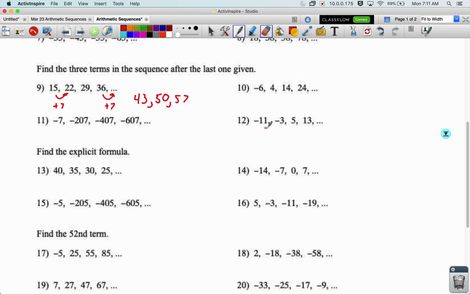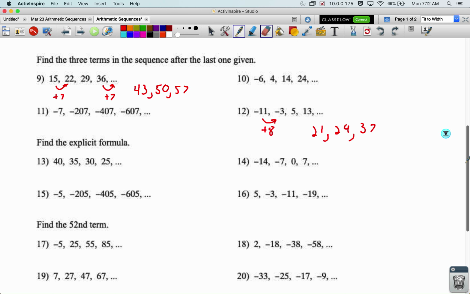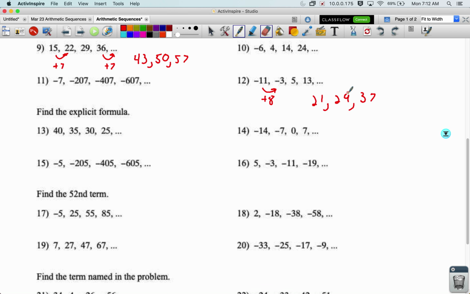We'll do this last one. It looks like we're adding 8 each time. Double check by subtracting in the reverse direction, but it looks like it's a plus 8, then a plus 8, then a plus 8. So the next 3 would be 21, 29, 37.